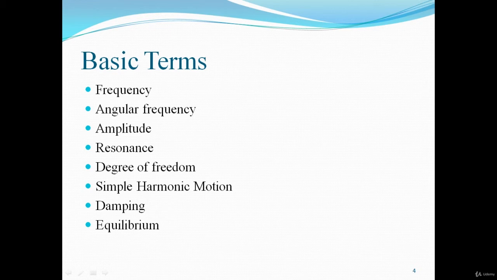The next term is simple harmonic motion. For most vibrational conditions, just to simplify the analysis, we use simple harmonic motion to derive the equations and so on. It shows some easiness in the analysis of the system. So a periodic motion of a particle whose acceleration is always directed towards the mean position and also proportional to its distance from the mean position, right? This is what is called simple harmonic motion.